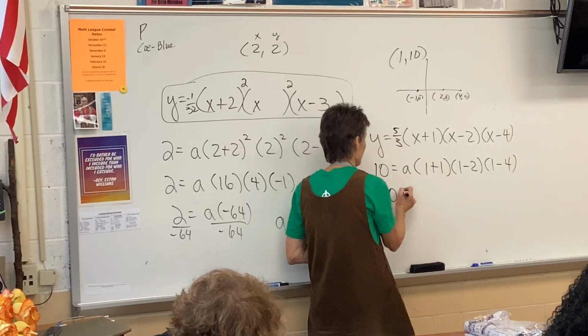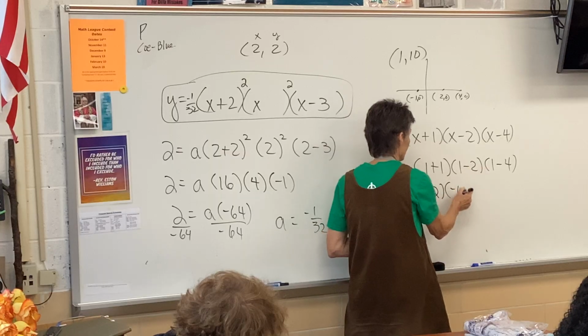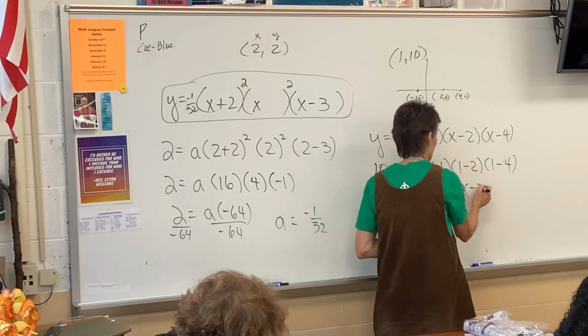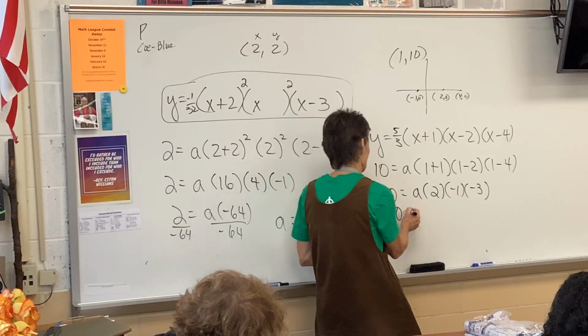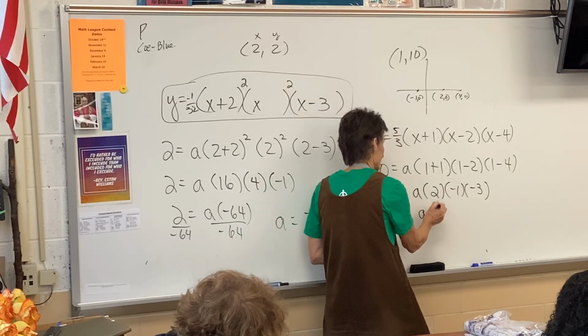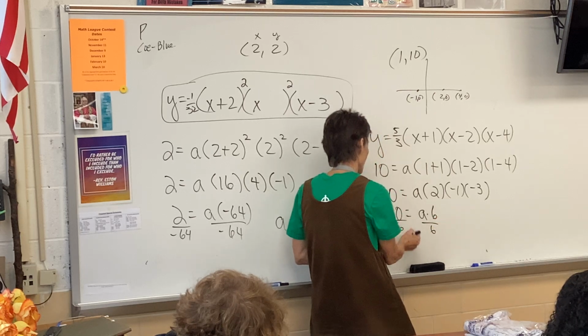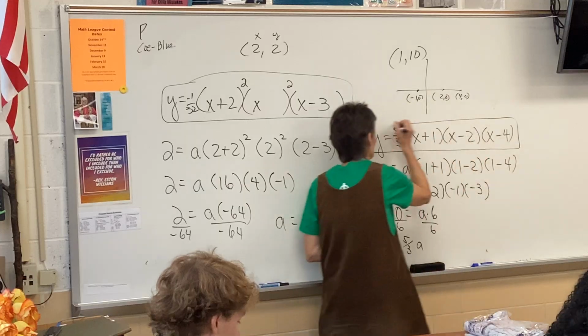Let's double check that. So that's 1 plus 1 is 2, -1, -3, six. Oh, I think you're right. Good job. Good job. There's your equation.